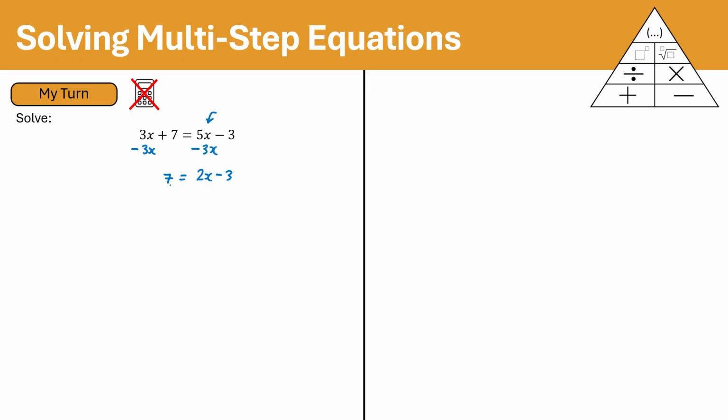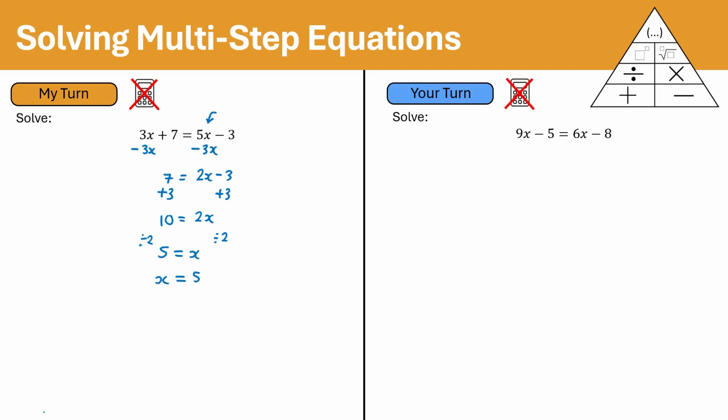From here, I'm going to collect all of my number terms onto the left hand side. So I want to undo this subtracting 3. To do that, I'm going to add 3. I've done that to both sides. 7 add 3 is 10, and I'm left with 2x on the right hand side. Last step is to divide both sides by 2, and that's going to leave me with 5 is equal to x, or x is equal to 5. That is the same thing. Pause the video and give this one a go.